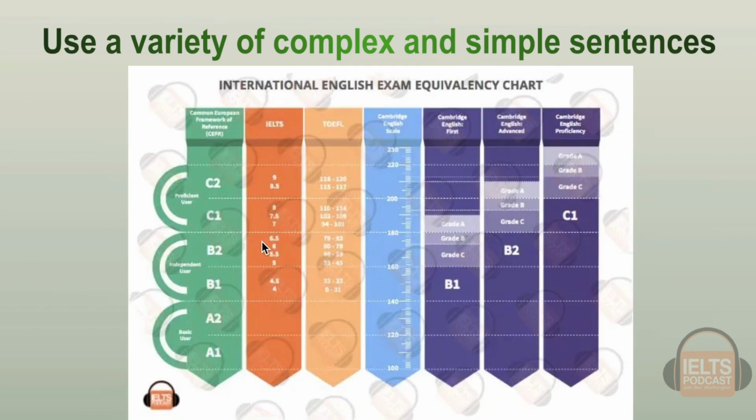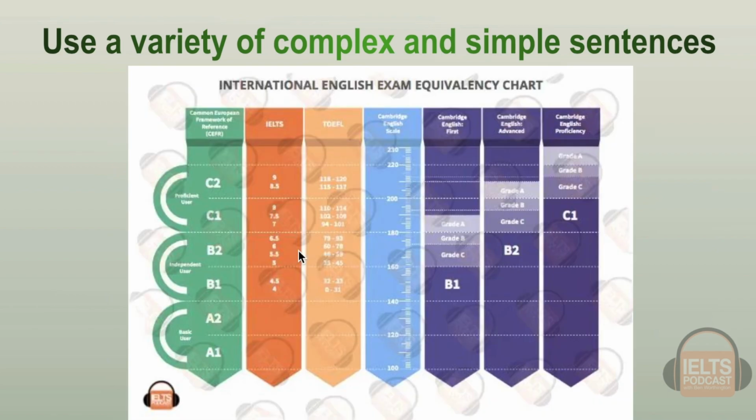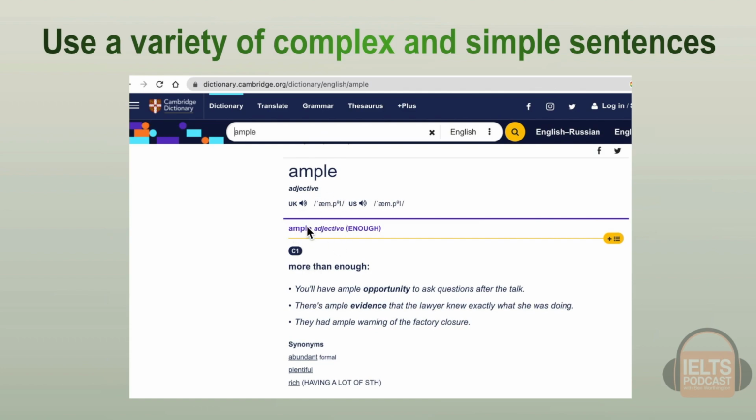But what it basically means is that a C1 word will equate to between band 7 and band 8, and a C2 word is around a band 8.5 or 9. Now, what would happen if we used sentences with C1 or band 7 or 8 level vocabulary or adjectives, what would happen if we used these words in our sentences? Well, we're probably going to increase the chances of getting that band 7 or band 8 or band 9.